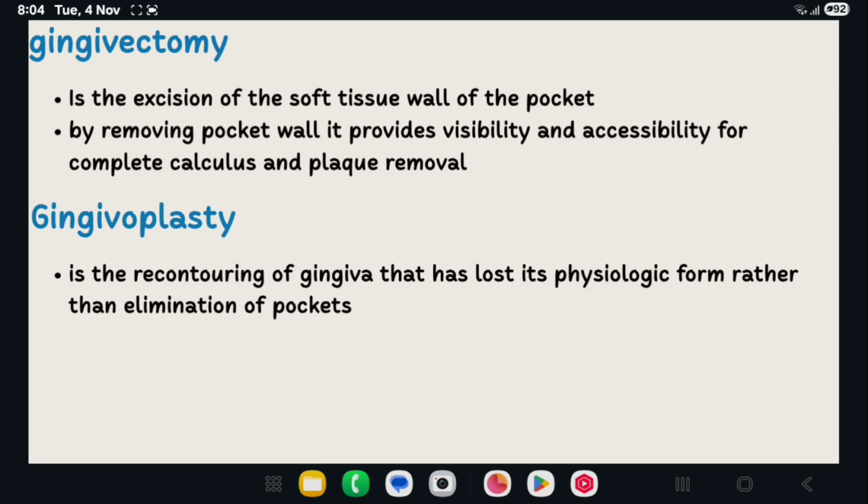While gingivoplasty is the recontouring of gingiva that has lost its physiological form, rather than elimination of the pocket. It means reshaping of gingiva to get a normal physiological contour. It is basically to make the gum look natural and healthy again after disease or surgery.